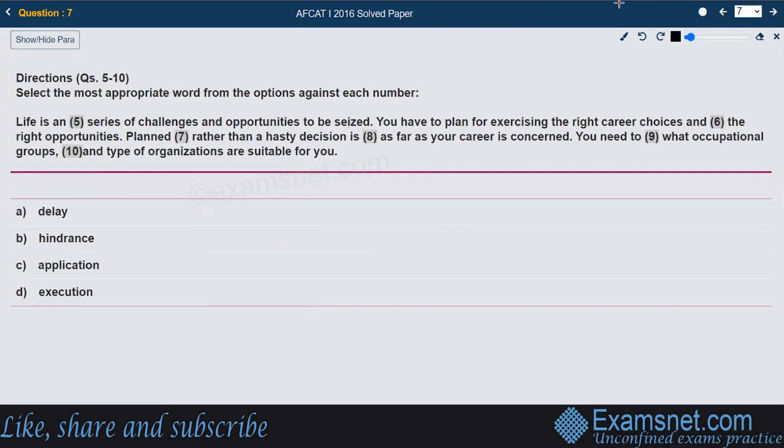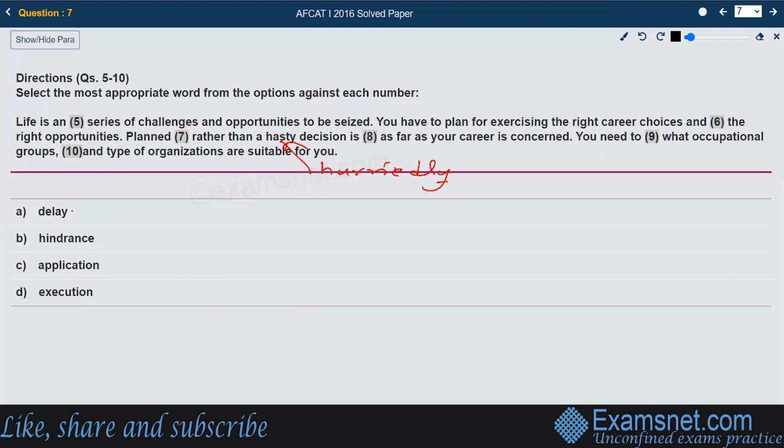Question number 7. Now let's keep on reading. Planned dash rather than a hasty decision. Here the word hasty means hurriedly, something that is done in a great hurry. Planned dash rather than a hasty decision is dash as far as your career is concerned. So the word is planned what?